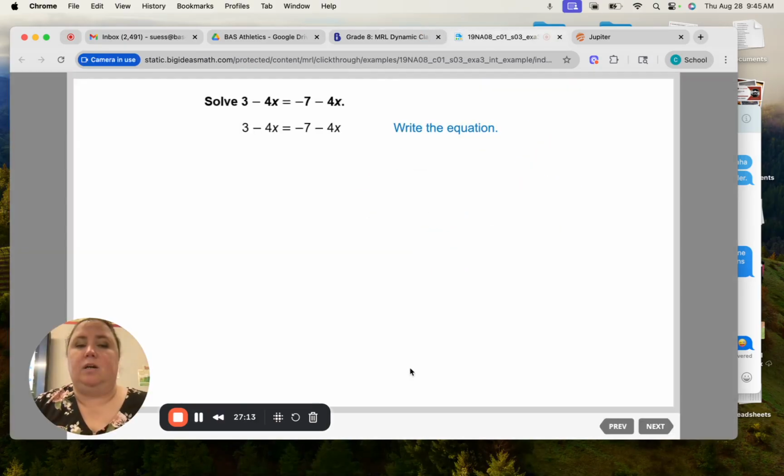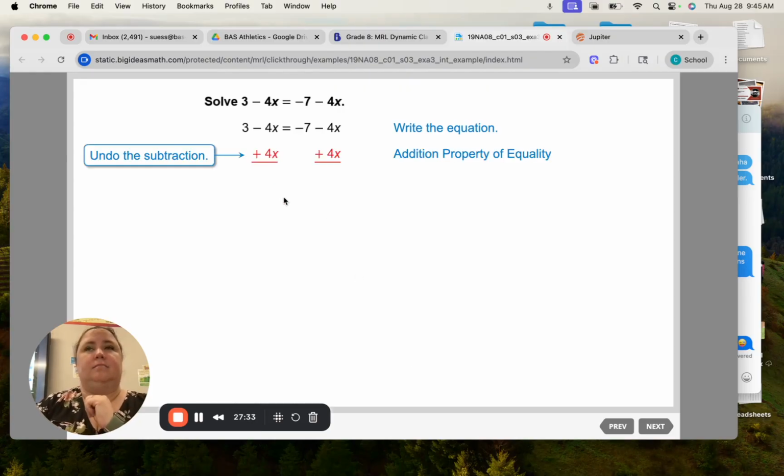There we go. All right, example 3. Write down 3 minus 4x equals negative 7 minus 4x. We need to combine like terms. What's our first step? Hold on, Logan. No, Julie, go ahead. Add 4x on both sides. Excellent. So then I canceled out all my x's. So I have 3 equals negative 7.